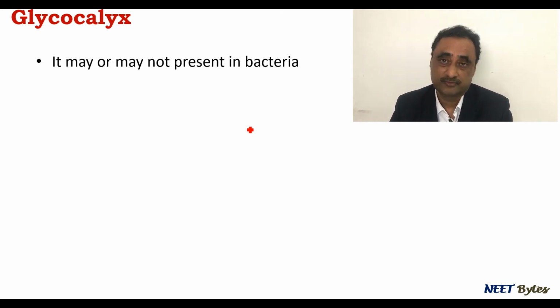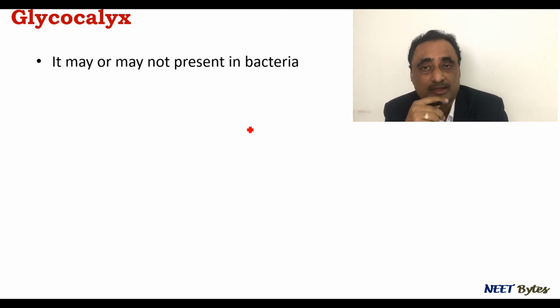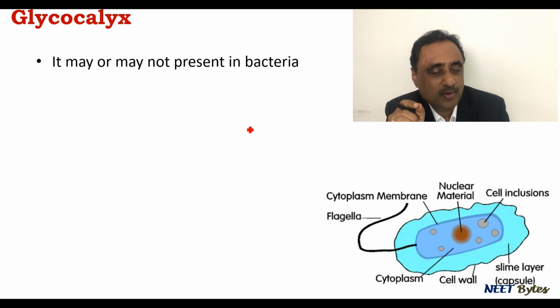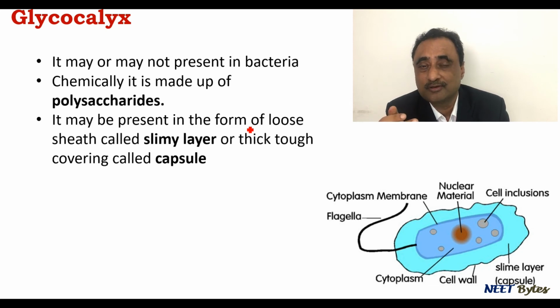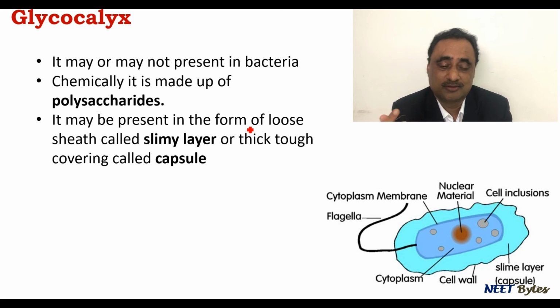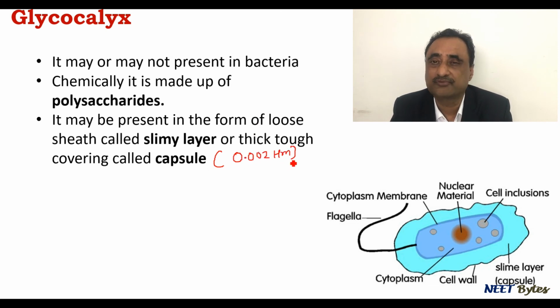Now let's talk about the glycocalyx. That is the outer covering of the bacteria, okay? Now you see, glycocalyx, the very first thing, it may or may not be present, right? It is not necessary that all bacteria are going to have a glycocalyx. But if the glycocalyx is there, it can be of two types. One we call slime layer, and second we call capsule. You know, slime layer is just a gel-like substance around the bacteria, okay? And the capsule is a tough layer. Again, the capsule is of two types, macro capsule and micro capsule. As the name suggests, micro is smaller, macro is a larger one, okay? And the size of the capsule is actually in the range of 0.002 micrometer. That is the size of a capsule, okay?